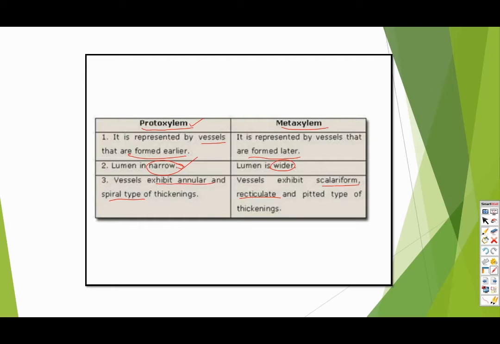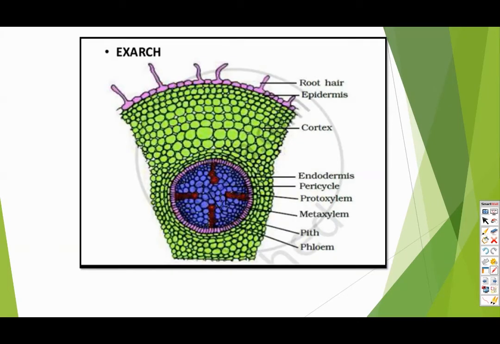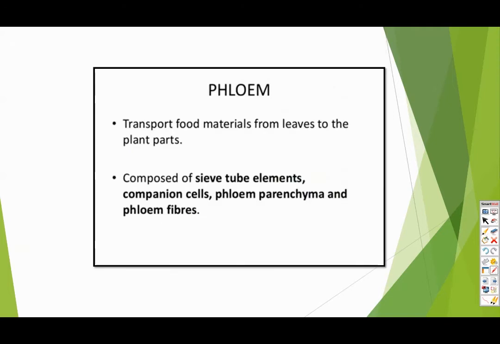Now, moving on to the next thing, children: phloem. Sweethearts, the phloem helps in the transportation of food. What do they help in, children? They help in the transportation of food materials from the leaf to the different plant parts. And what are they composed of? They are composed of sieve tube elements, companion cells, phloem parenchyma and phloem fibers. So these are the different components present in your phloem.